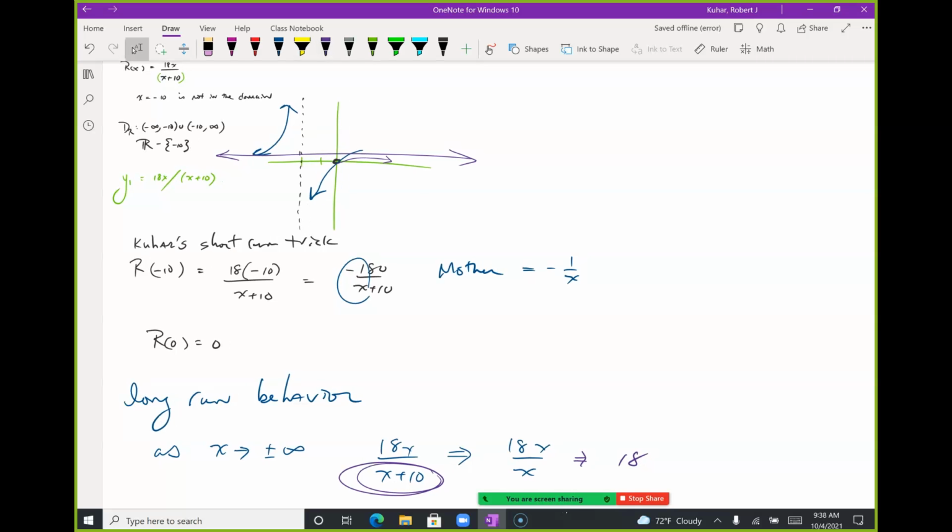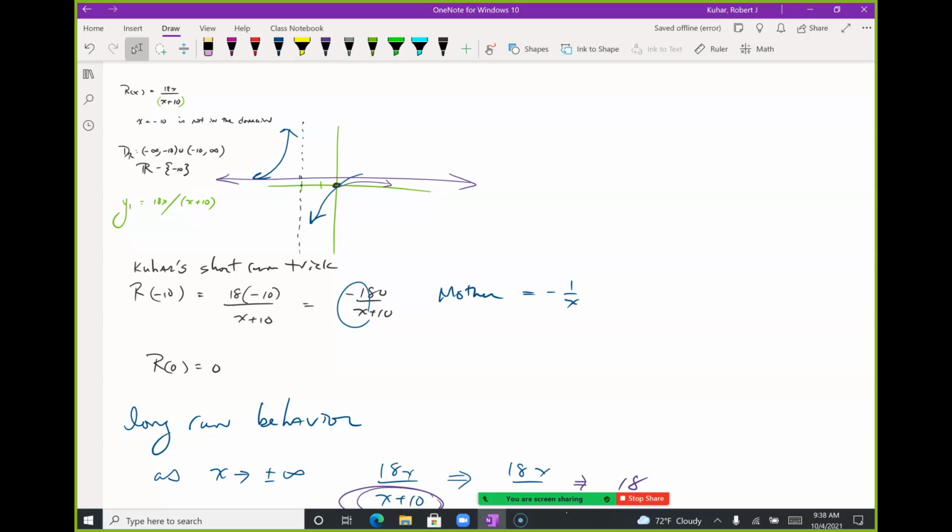So short run behavior, long run behavior, vertical asymptotes, horizontal asymptotes, domain, intercepts, right? So that's what we have on our mind right now. And of course, put it in the graph and put it in the calculator, and you should see the same shape.